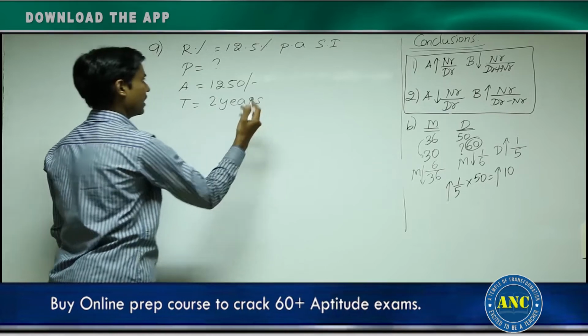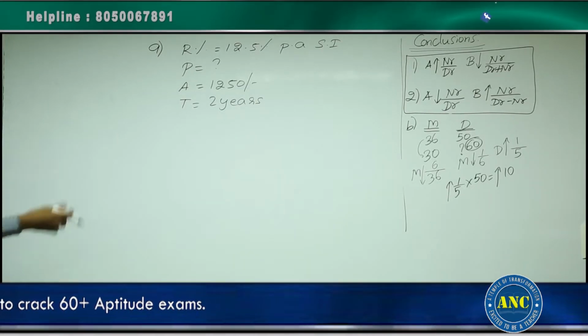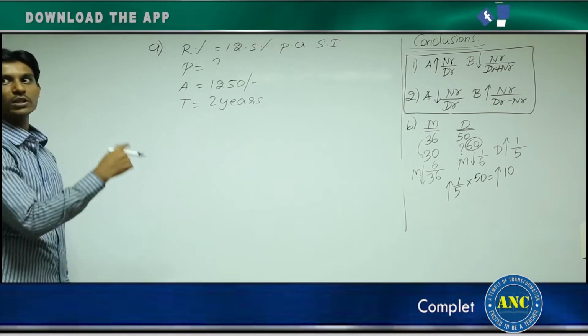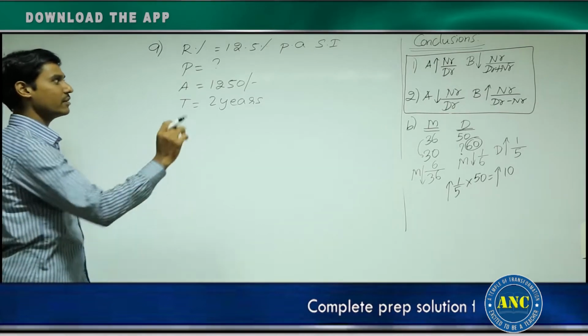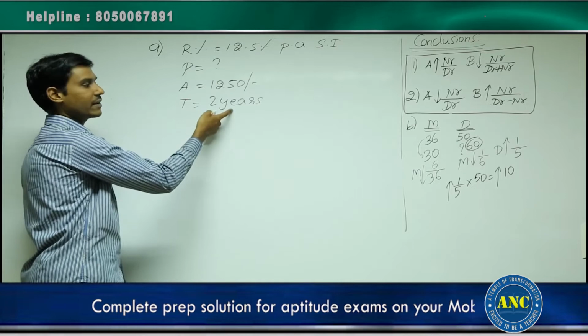Right? See here. Everyone knows that SI is equal to PTR by 100. From there, with the amount, you can also find it out. That is one way of solving. But I am not interested in that approach because I am discussing a different approach. See here. Very, very simple approach. For 1 year it is 12.5%, but it is given as 2 years.